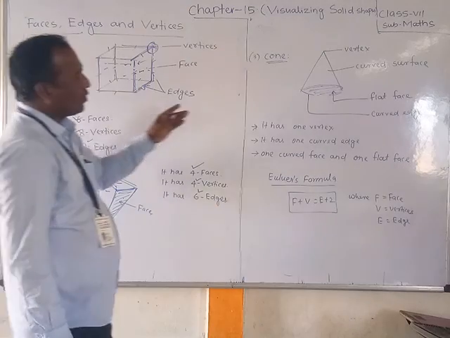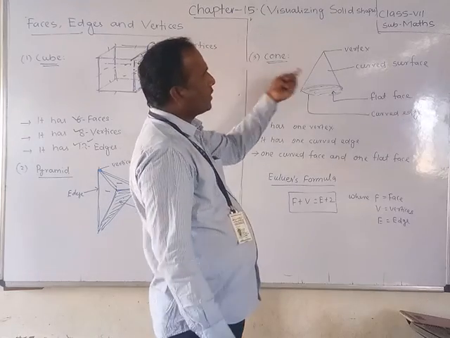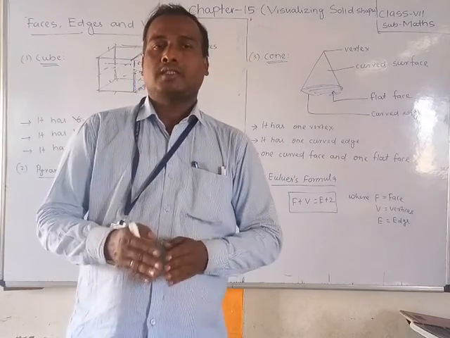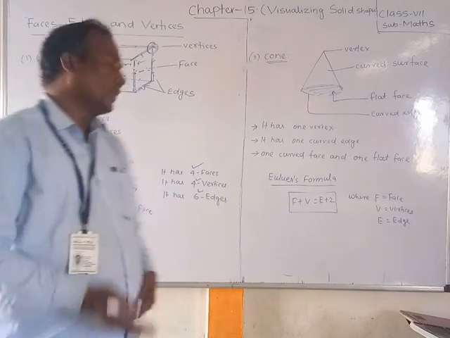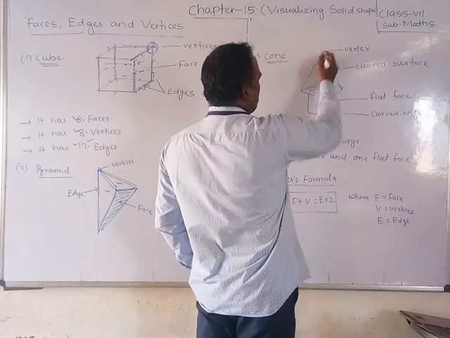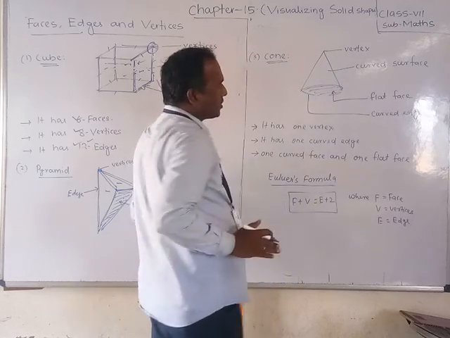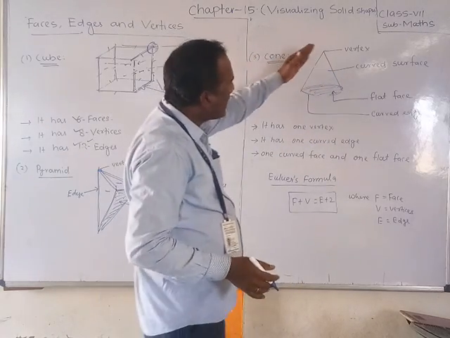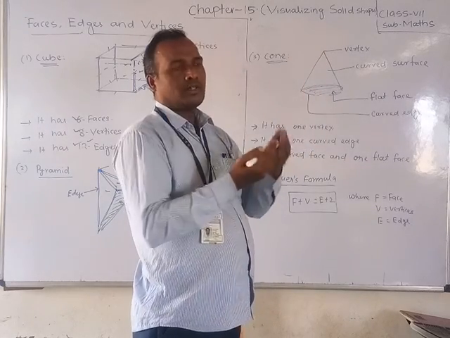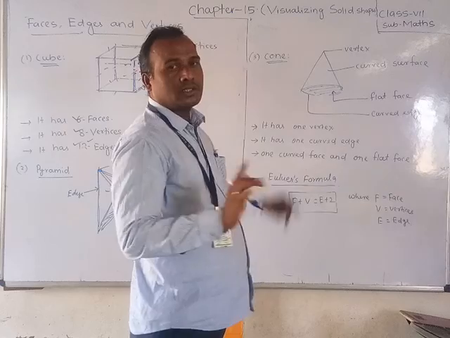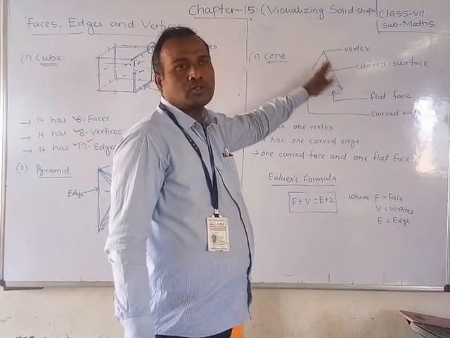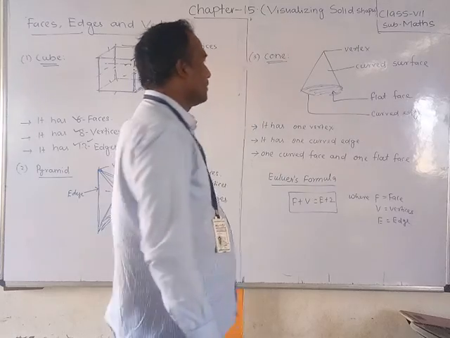Similarly, friends, if you go for the cone, how should we find out the vertices, the edges, or the faces? You have to see. Now look here, friends. Actually, this line I have drawn is not an edge. Sometimes you will get confused. This line is an edge, but not a straight line edge. It is a curve. It will appear like a line, but a cone is a solid figure. It is not a plane figure, so we should not take this as a line or line segment.